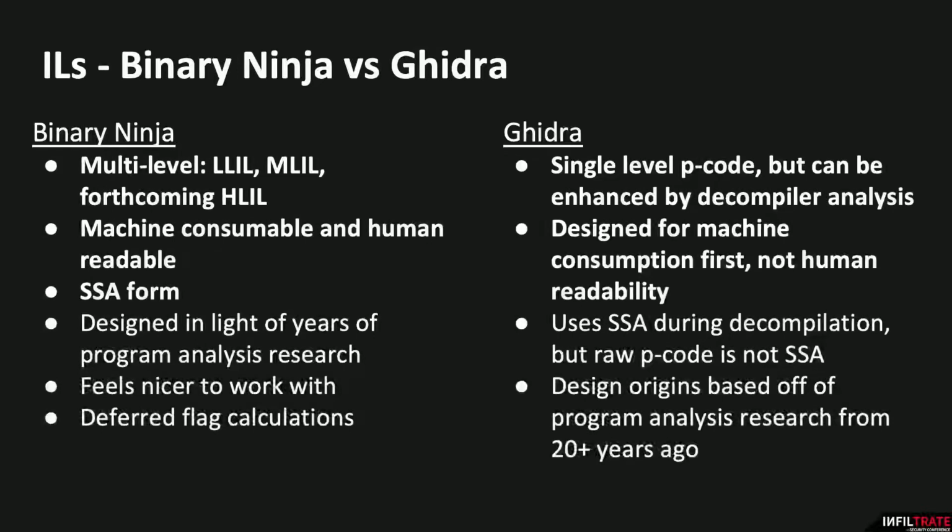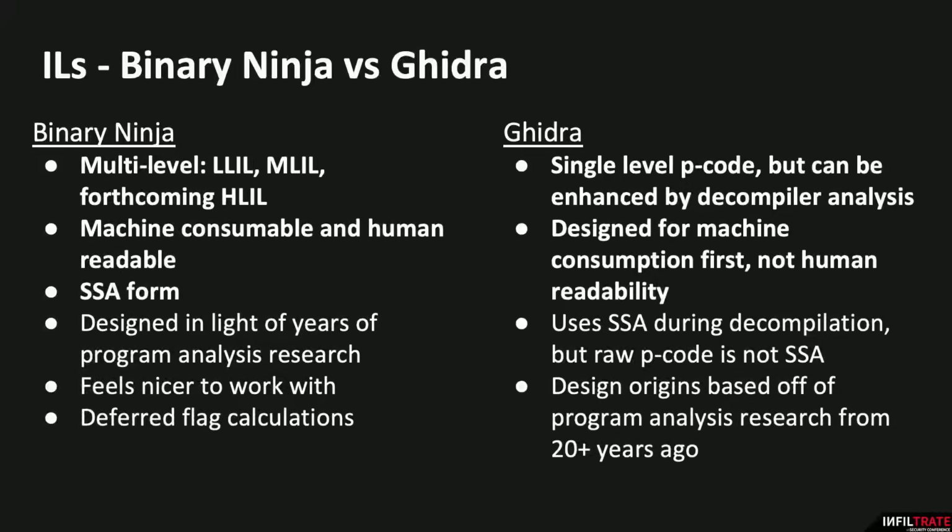Ghidra, on the other hand, has P-code. It's a single-level translation, just instructions to P-code. During decompiler analysis, it gets enhanced. Some instructions are inserted, some things can be changed, parameters will be associated with different instructions, and there will be an SSA form constructed, but it's certainly not as clear and concise a delineation of different levels of analyses the way Binary Ninja does it. It's also designed for machine consumption first and not human readability. That said, it is more readable than a number of other ILs, but it's certainly not as nice to look at.